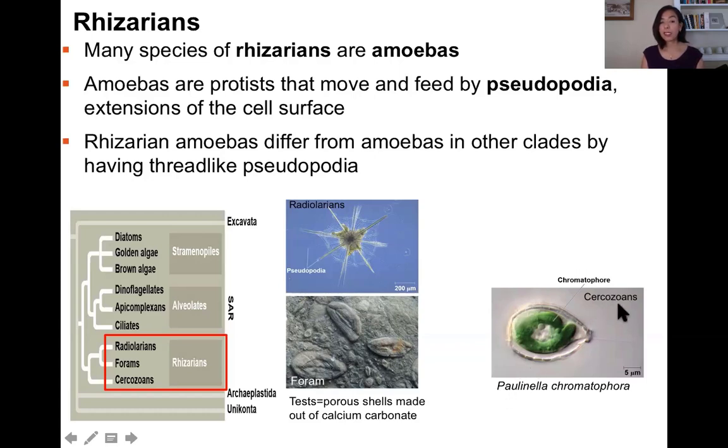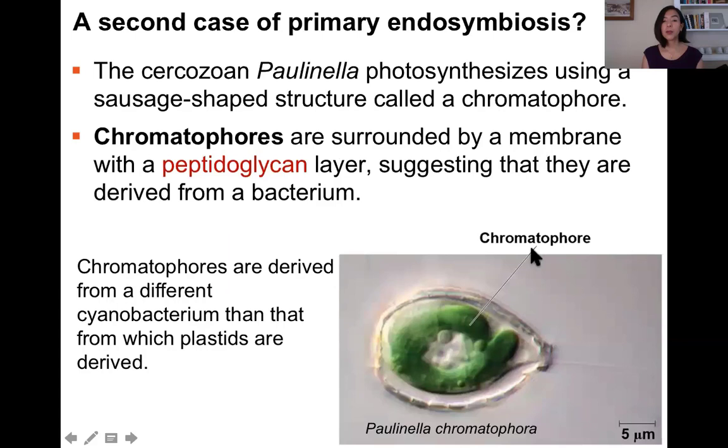The third group of rhizarians that I want to present today is cercozoans. This is Paulinella chromatophora, and these species have a chromatophore. Let's look into that a little bit more. So this species, it's going to have a sausage shape structure, and this is the one that is photosynthesizing. So it doesn't look like our regular plastids that we are more familiar with, but it's more like a sausage type plastid. So that's called the chromatophore.